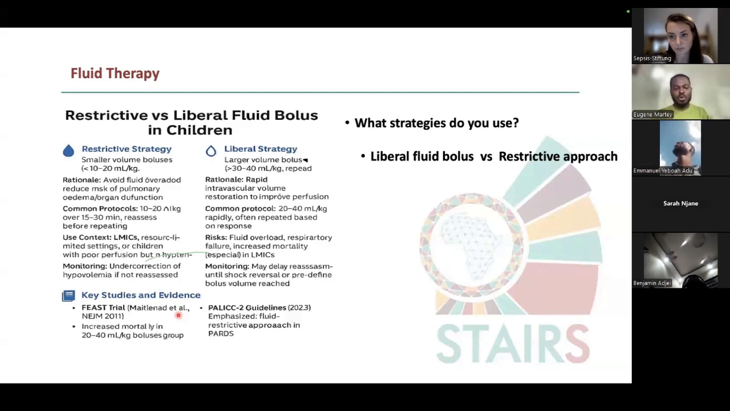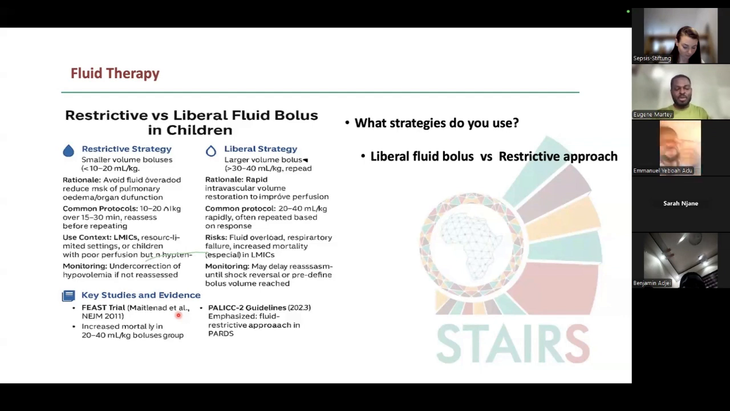And then also combining that with the Pediatric Acute Lung Injury Consensus Conference guidelines, which looked at pediatric ARDS and their recommendations when it comes to fluid therapy as well. So a lot of us are tilting more towards the restrictive approach, which looks at smaller fluid aliquots over a relatively longer duration.